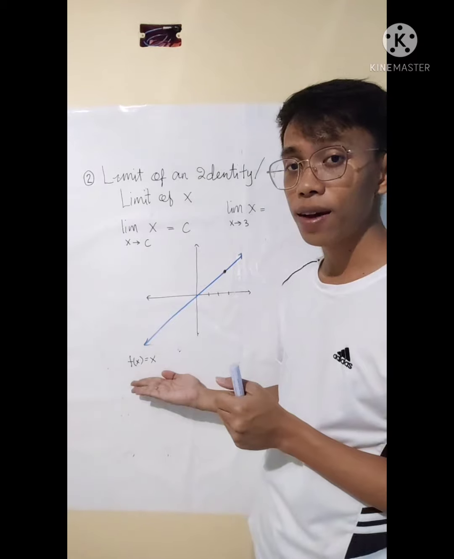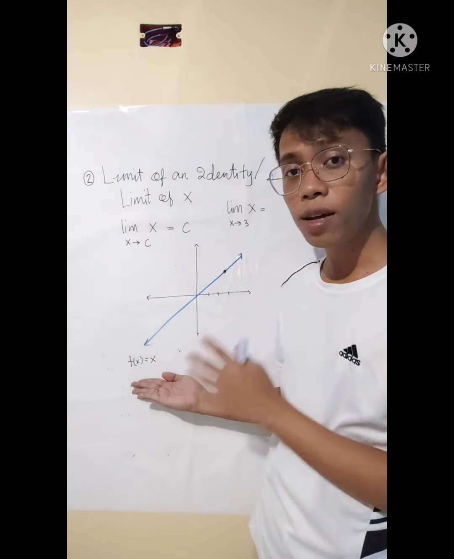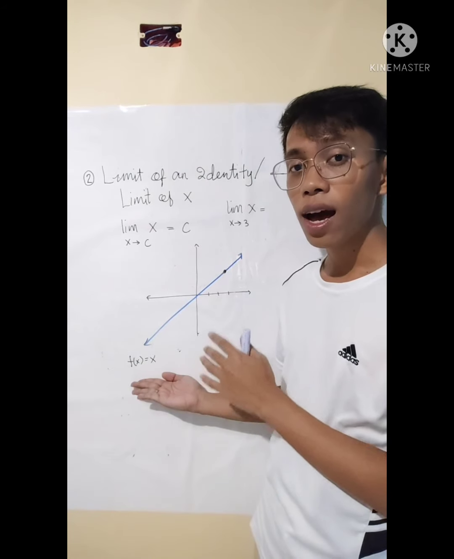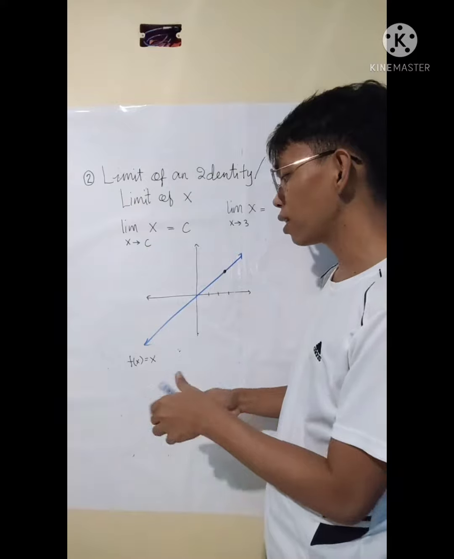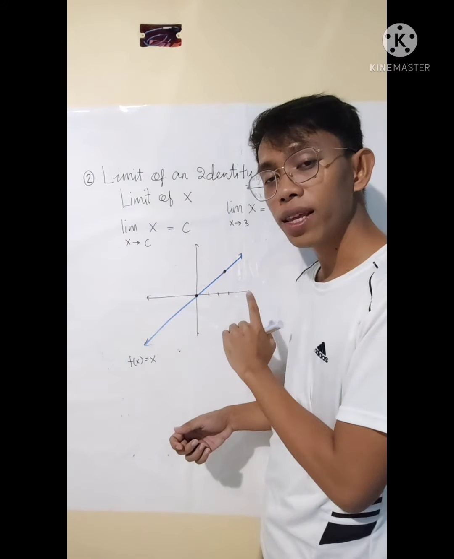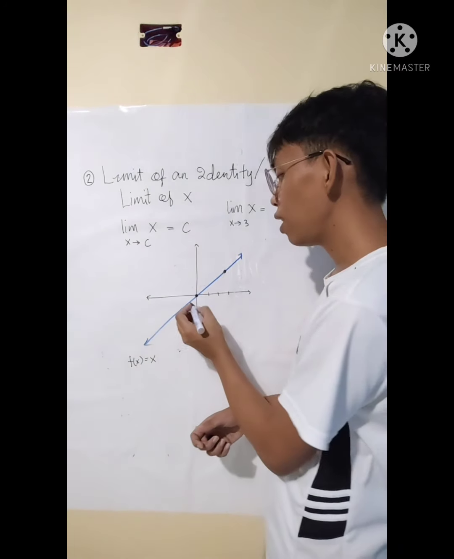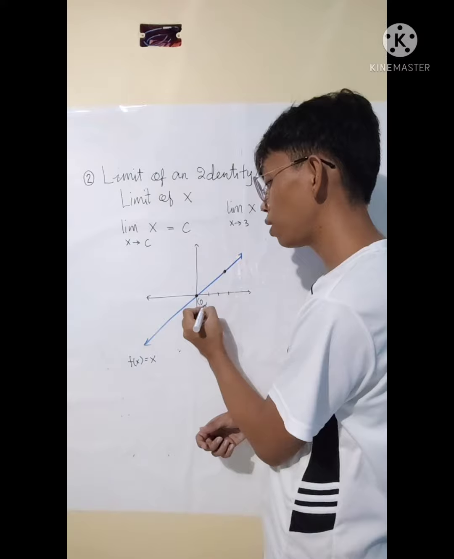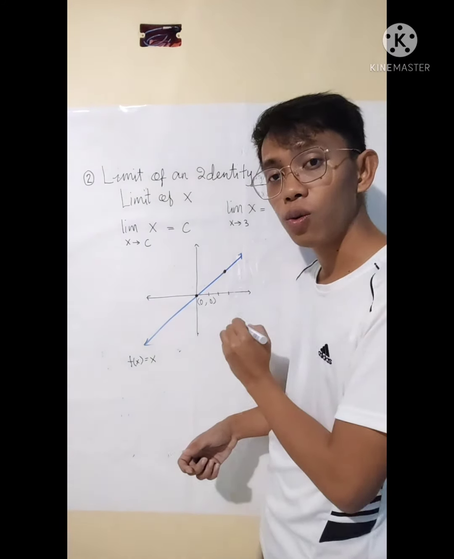Ang kanyang graph ay isang line at palagi or any point dito sa line na ito, ang coordinates natin ay pareho. Halimbawa, we select this point. Kung ano man yung kanyang x, yun din ang value ng ating f of x. Meaning, if this is 0, if x is 0, then its y is also 0.